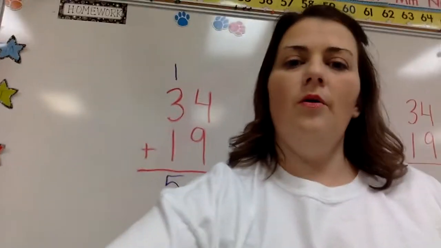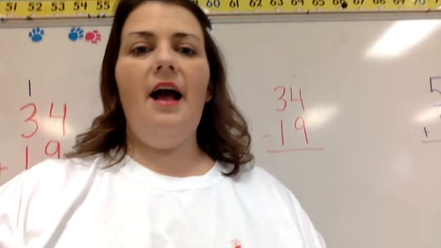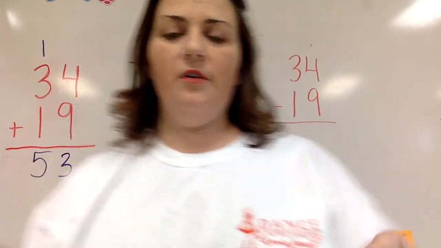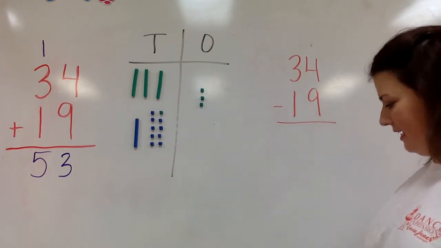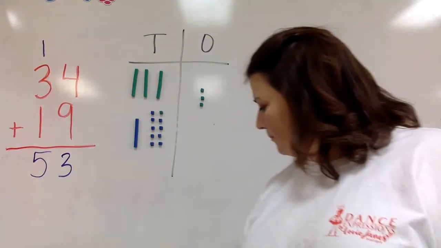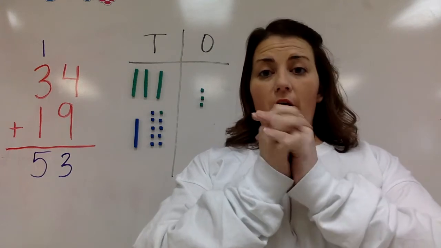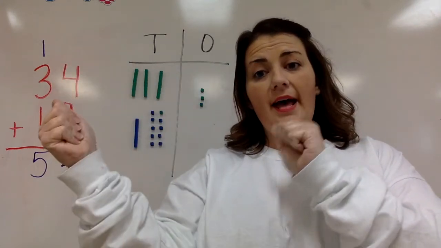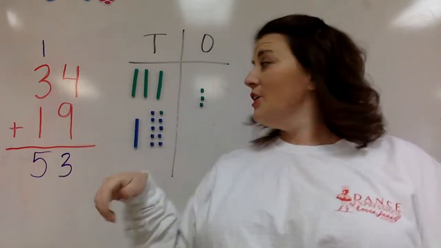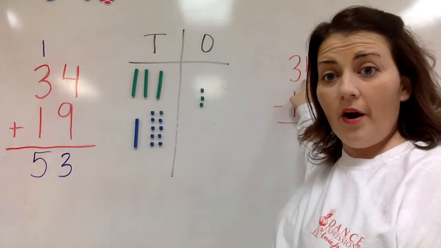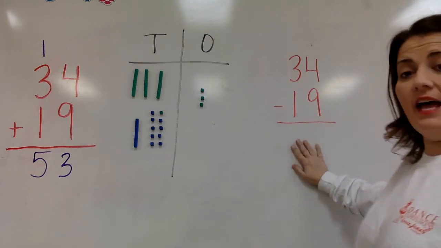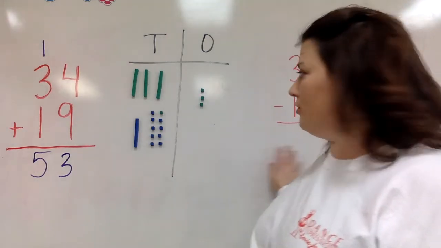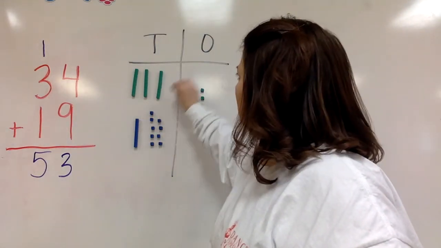And now we're going to look and see how that looks a little bit differently for 34 minus 19. Now when we subtract, we start with one number and we take some away and we see what's left. So we're going to start with 34. We're going to take 19 away and we're going to see what's left. It's called the difference, the answer to a subtraction problem. So let's get that modeled.